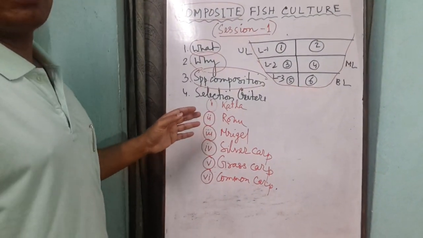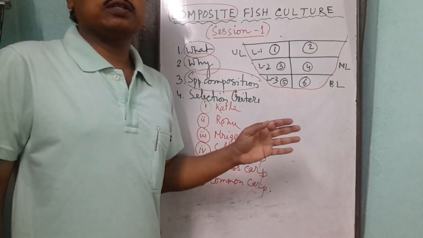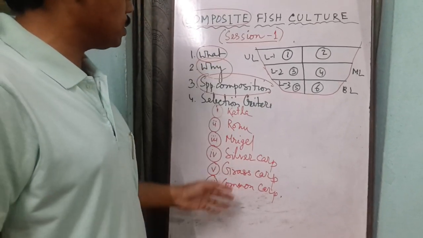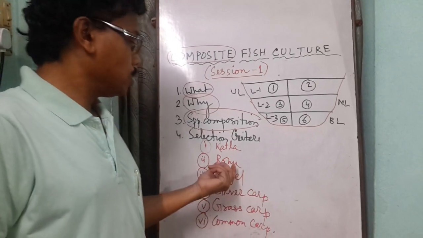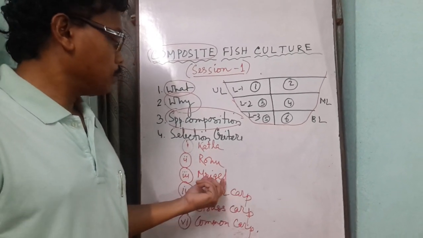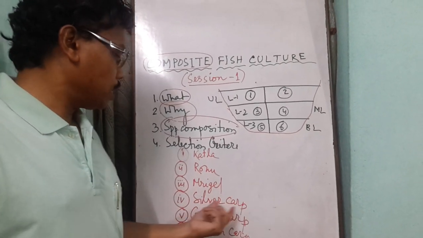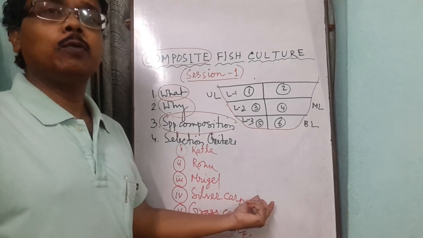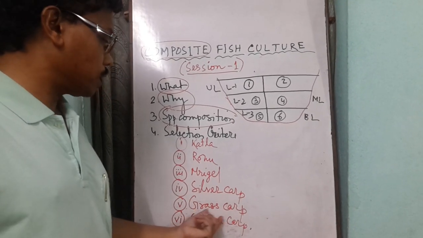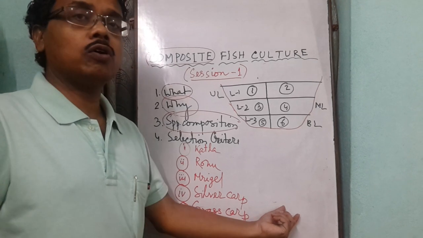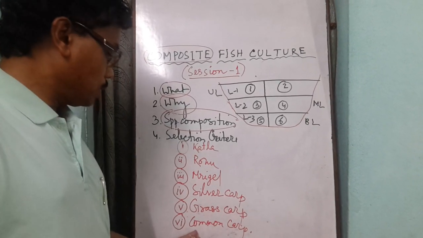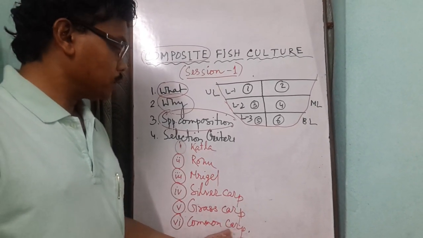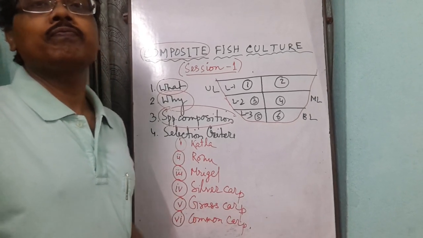For the aquaculture students, I mention the scientific name of each species: Katla, Catla catla; Rohu, Labeo rohita; Mrigal, Cirrhinus mrigala; Silver Carp, Hypophthalmichthys molitrix; for grass carp, Ctenopharyngodon idella; and the last one, for common carp, Cyprinus carpio.